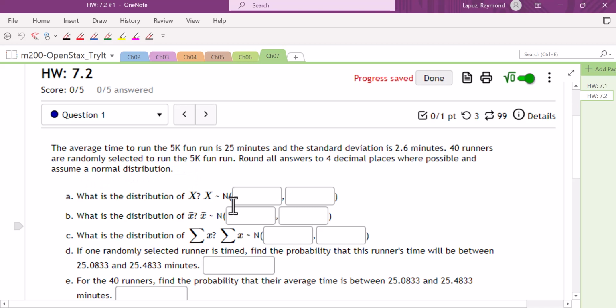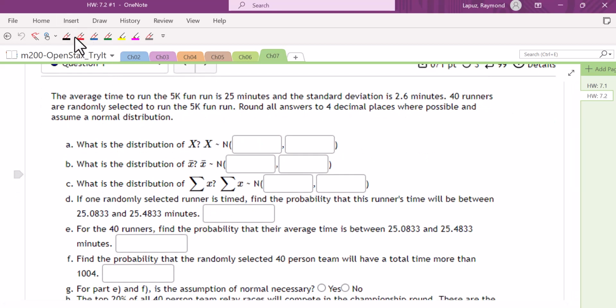So we can assume that we have a normal distribution and we're given some information. So let's make a note of the information. In our original distribution, we have the mean to be 25 minutes and our standard deviation to be 2.6 minutes, and we have 40 runners, so let's call that n.